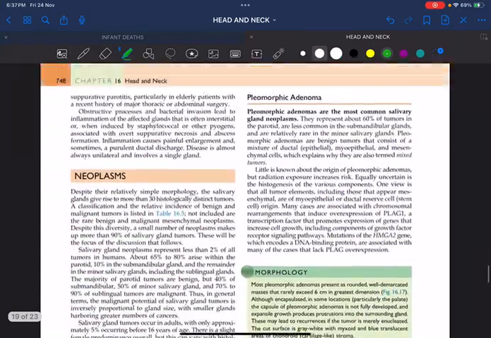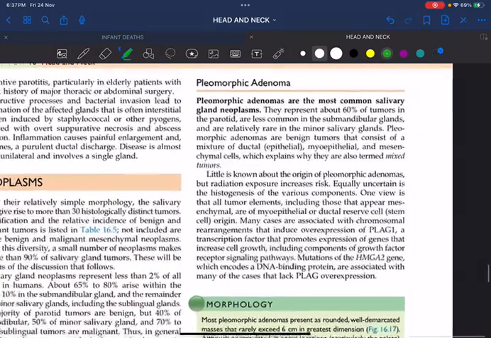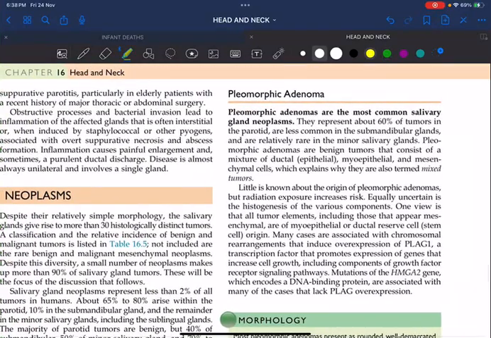Once this is done, let us go for the most common salivary gland neoplasm, that is called pleomorphic adenoma.